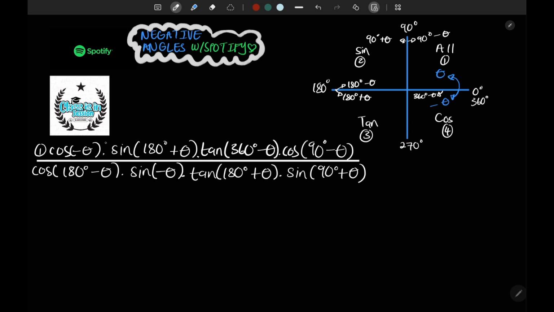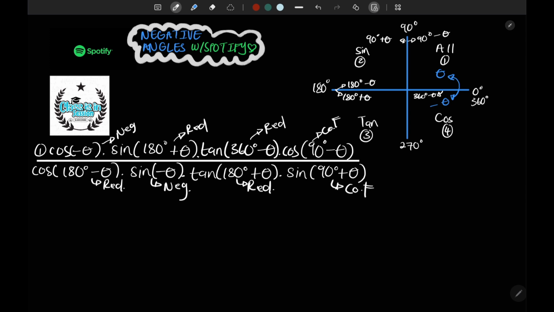So cos negative theta, this is a negative angle. Let's just write neg. 180 degrees plus theta, this is a reduction. Tan 360 degrees minus theta, this is also a reduction. Cos 90 degrees minus theta, this is a cofunction. Let's just write cof. In the denominator, we have 180 degrees minus theta. This is a reduction. Sine negative theta, this is a negative angle. Tan 180 degrees plus theta, this is a reduction. And sine 90 degrees plus theta, this is a cofunction.